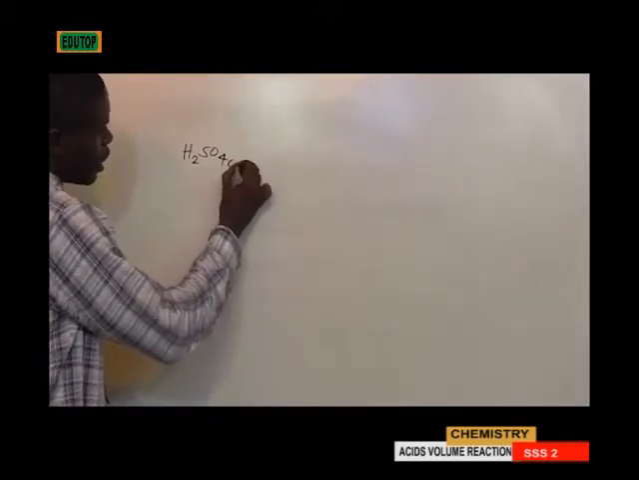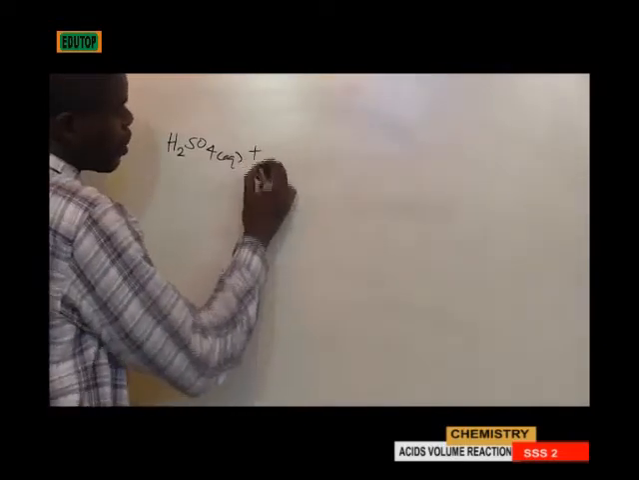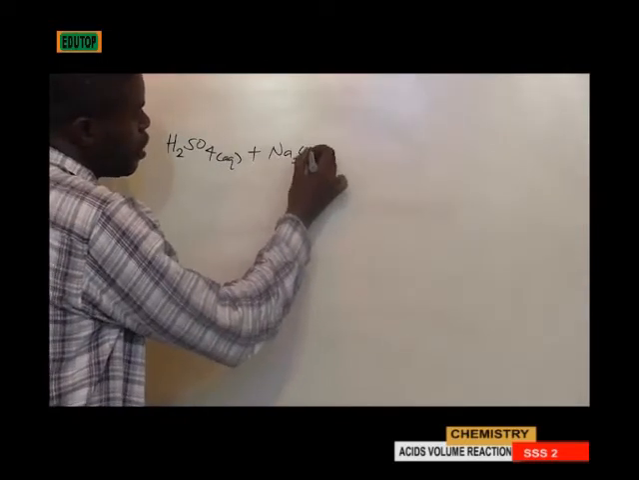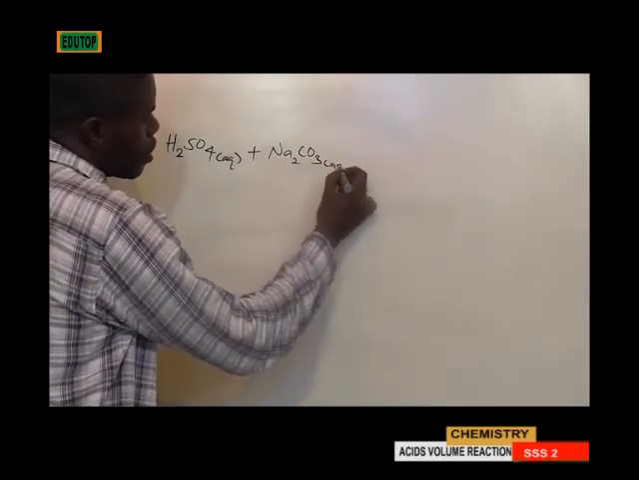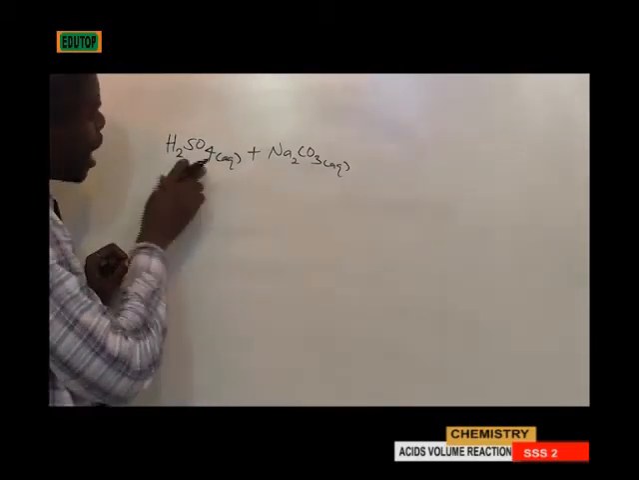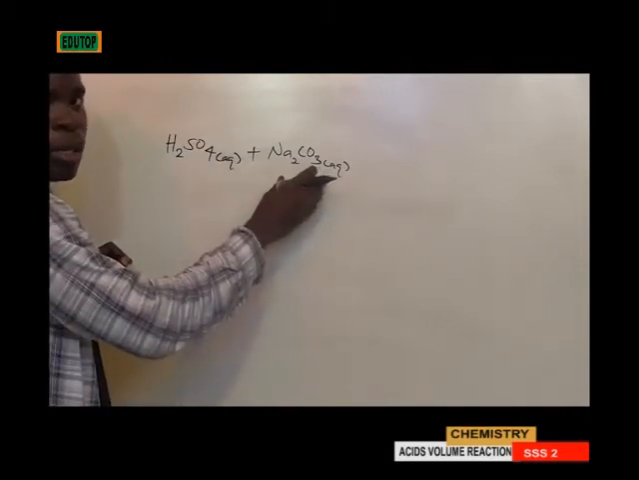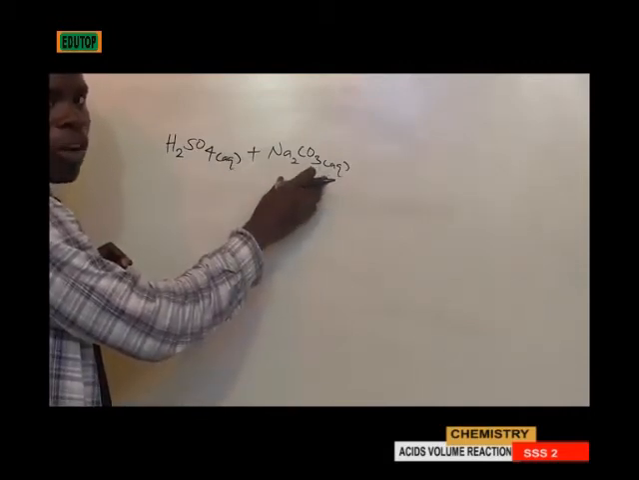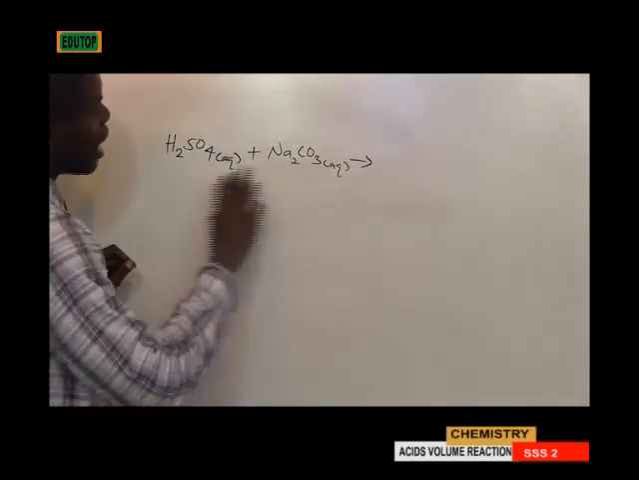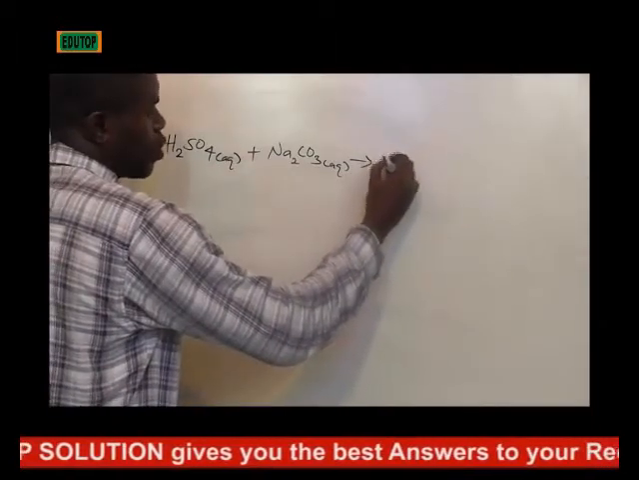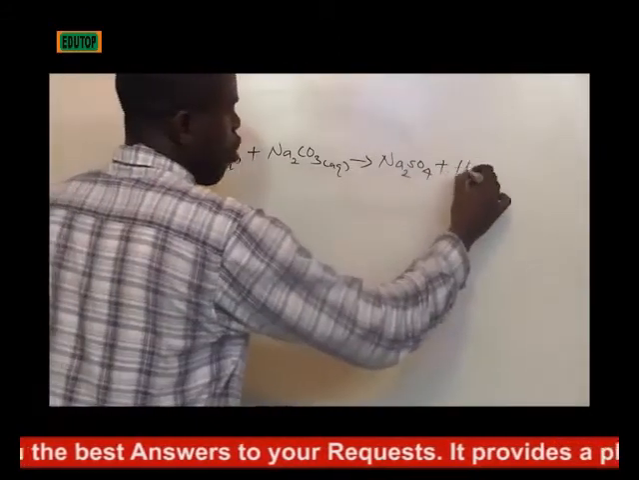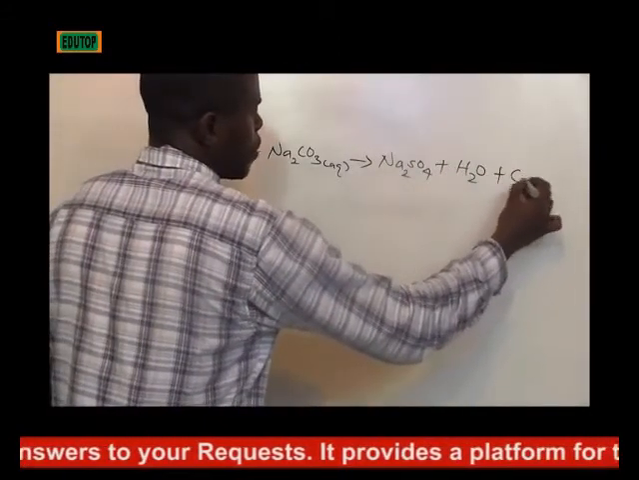That can be expressed as tetraoxosulfate 6, H2SO4 concentrated, plus sodium trioxocarbonate 4, that is Na2CO3 aqueous. This is an acid, this is a base, and when an acid reacts with trioxocarbonate 4, there will be liberation of carbon 4 oxide. Automatically this equation can be balanced as this: sodium sulfate, Na2SO4, plus H2O plus CO2.